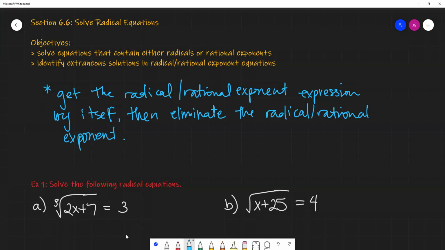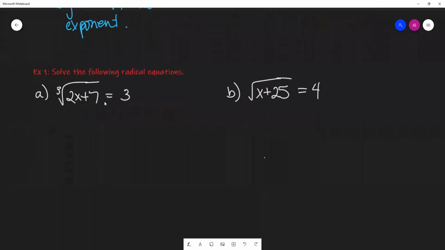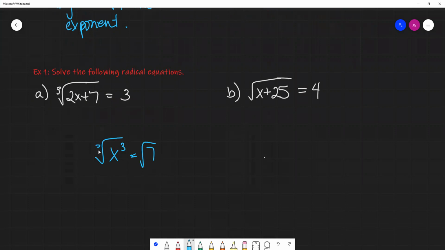Solve the following radical equations. Starting with A, solving cube root of 2x plus 7 equals 3. Just like how if I want to solve the equation x cubed equals 7, I would take the cube root of both sides because the cube root will cancel out the cubed. This is backwards. If I want to get rid of the cube root, I need to raise both sides to the third power. They're inverses of each other, so that worked here as well.